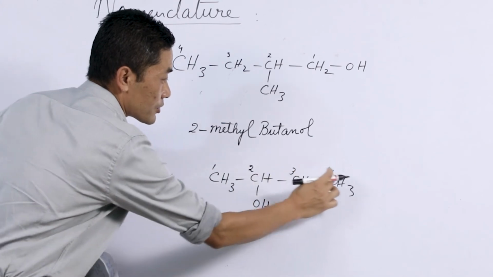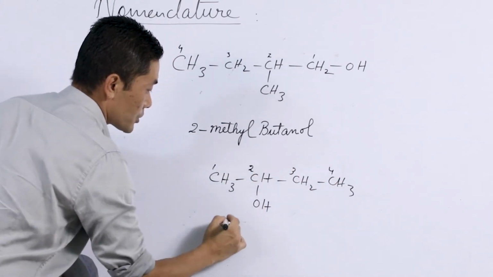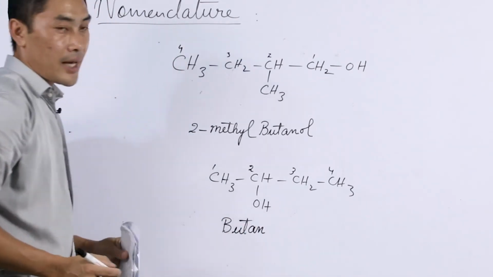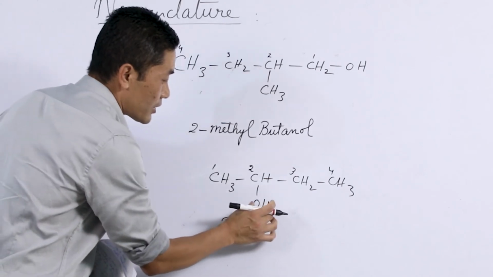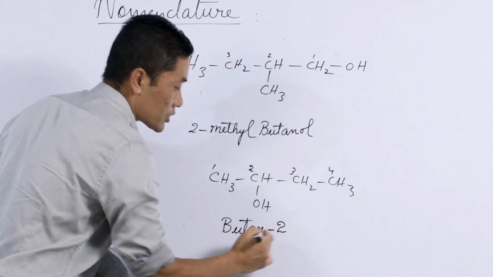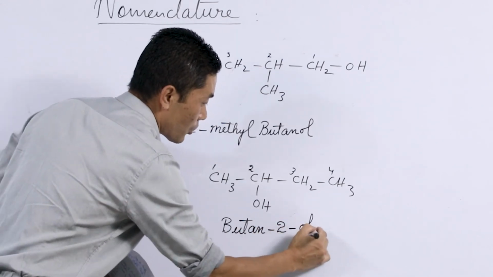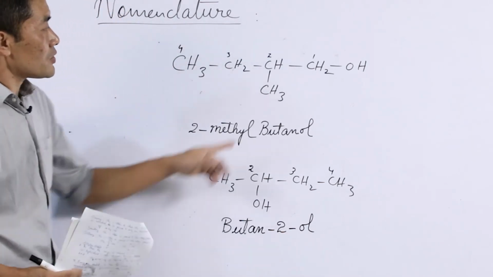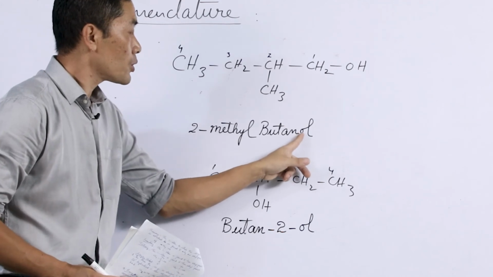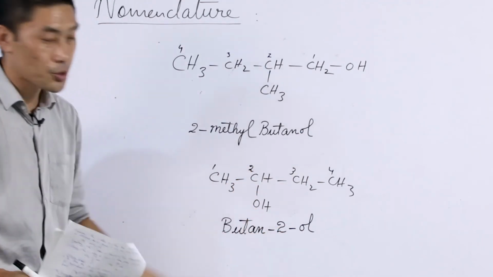So first we write the name of the word root. That is 1, 2, 3, 4 carbons. So this is a derivative of butane. Then we indicate the position of this OH group. At carbon 2, the OH group is present. So butane 2, and then we write OL. If it is at carbon 1, then we just write butanol. But if it is at other positions, we indicate the position of the OH group also.